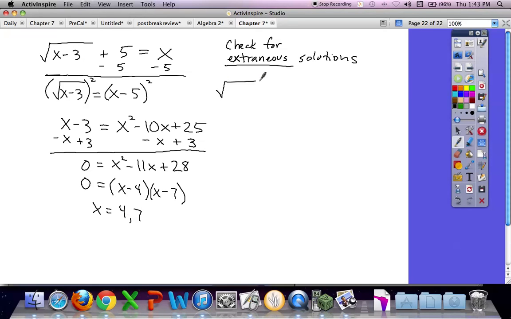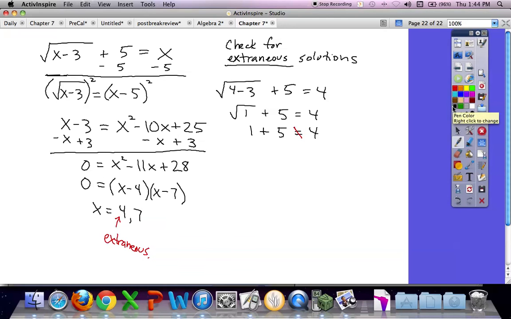The square root of 4 minus 3 plus 5 equals 4. The square root of 1 plus 5 equals 4. 1 plus 5 equals 4. Right? That is incorrect, which means this is extraneous. Because this is not equal.